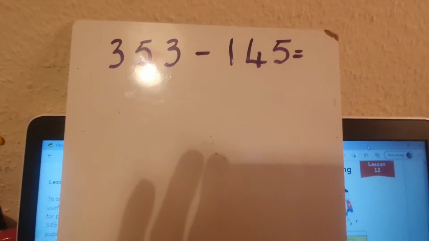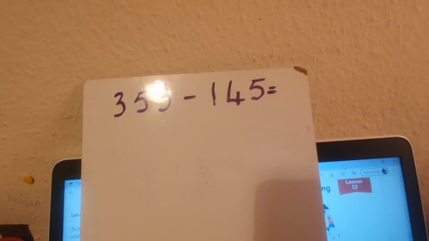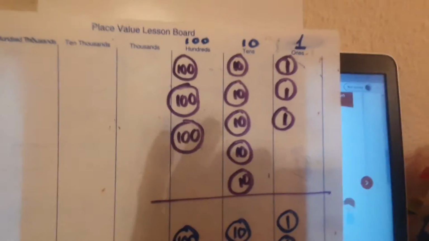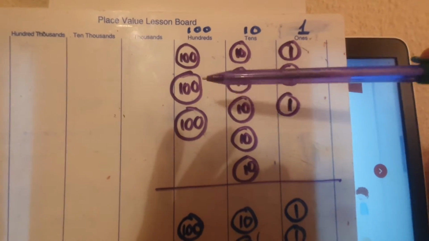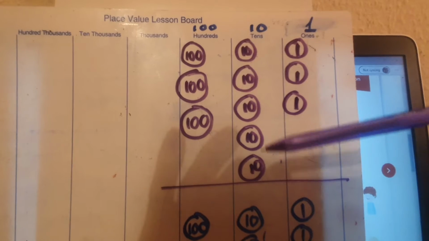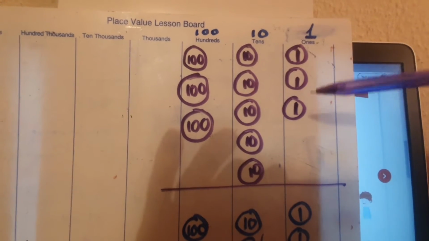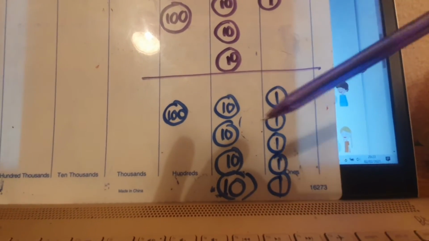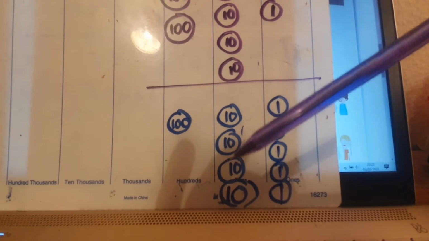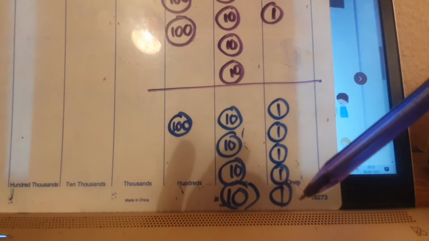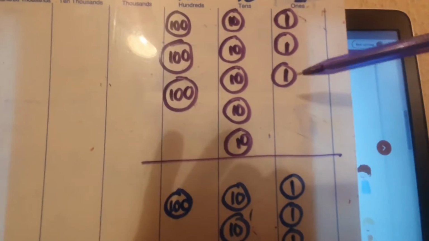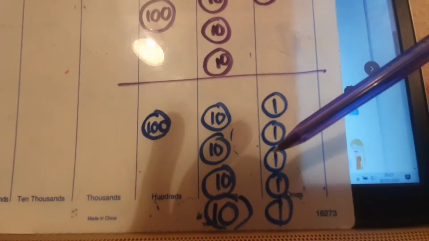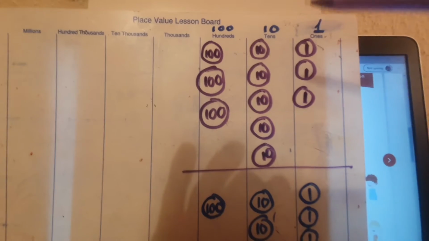Okay, so there's my first question. 353 subtract 145. If I was to look at that with our place value counters, there are hundreds, 1, 2, 3, our tens, 1, 2, 3, 4, 5, which is 50, and our ones, 3. 353. Subtract 145: 100, 10, 20, 30, 40, 41, 42, 43, 44, 45. So we can see the problem here is in our ones column to begin with, because we've got 3 ones, subtract 5 ones, and we can't do that, can we?